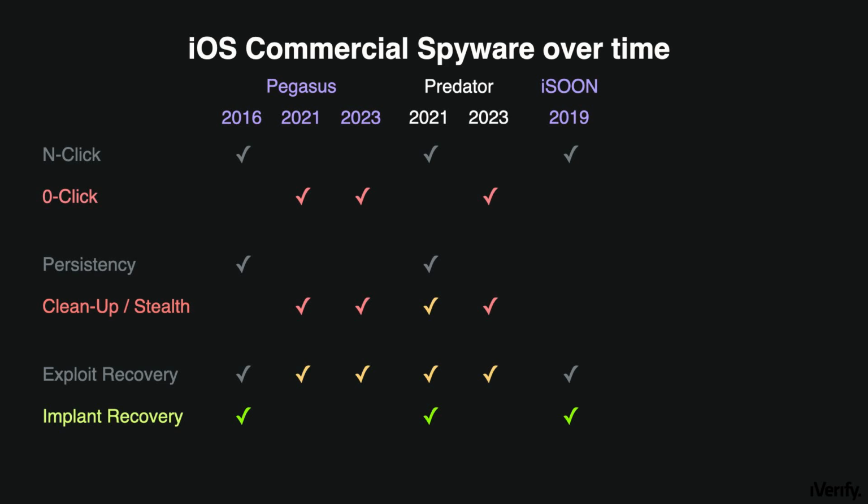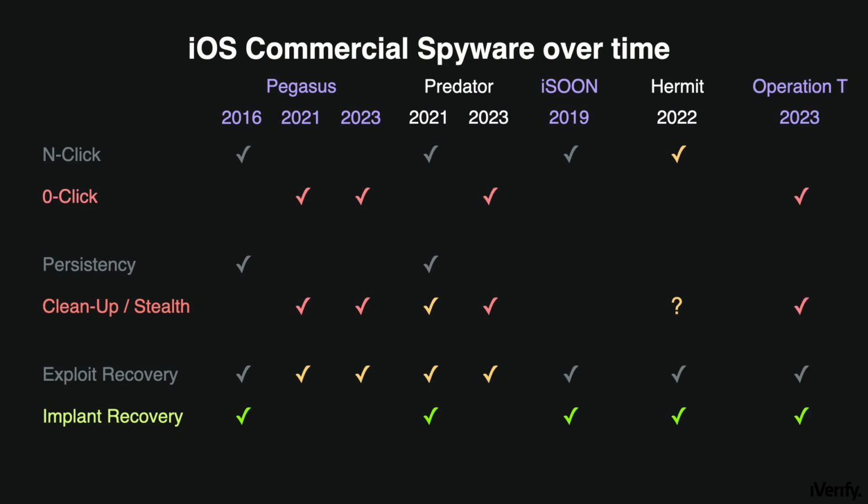In the case of iSoon, it was a one-click attack. There was no persistency, there was no cleanup or any stealth, and both implant and exploit recovery was fully done. And in the case of Hermit, it's an app. This is pretty easy, so all exploits and all implants were recovered. I don't know if they did any cleanup or any specific stealth. I was not able to analyze that sample yet.